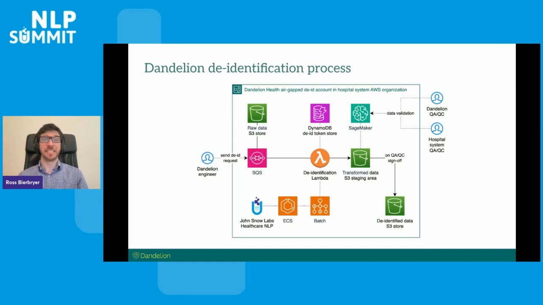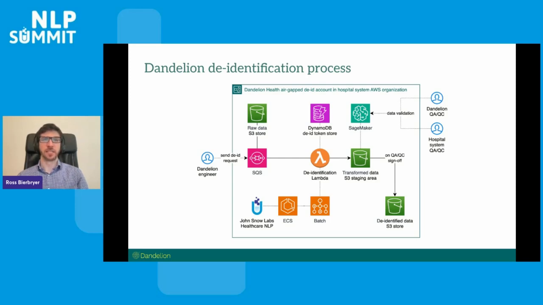As for the de-identification pipeline itself, in this internet-free environment for a given dataset, we send a series of de-identification requests to the SQS queuing service. This, in turn, fires up tens or hundreds of de-identification Lambda jobs. These jobs perform transformations on any PHI, and these transformations include redaction, hashing, or replacement. Once de-identification is complete, QA team members from both Dandelion and the hospital system confirm that de-identification was performed correctly. If it was, the transformed data is moved to a de-identified data store for egress. Otherwise, the transformed data is discarded and the raw data is reprocessed.